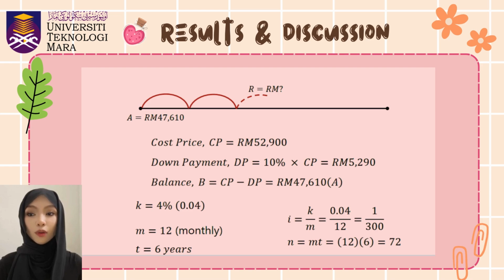K equals 4%, which is 0.04. M equals 12, bi-monthly. T equals 6 years. I equals K over M, equals 0.04 over 12, equals 1 over 300. N equals MT, equals 12 multiplied by 6, equals 72.